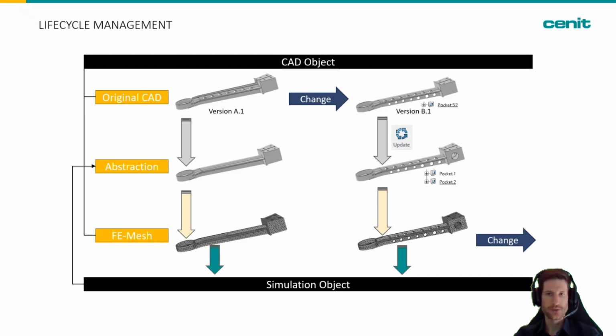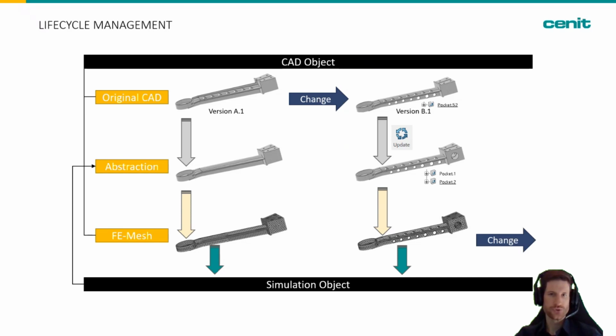Now you already learned a thing or two about the 3D experience data objects. And here again, you can see a short slide on the connections between CAD data, abstraction shape data, and finite element mesh, as well as simulation objects. Generally speaking, if you create a new set of data, they are of course in the lifecycle status in work, and they have the status version A1 within the revision.